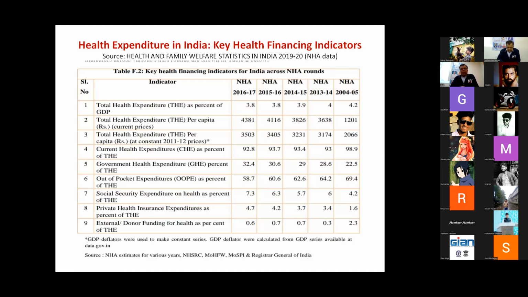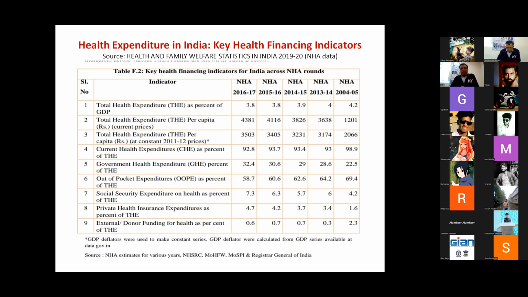The government health expenditure percent of the total health expenditure is 32.4%. And you can see that in 2004-05, this was 22.5%. So from 2004-05 to 2016-17, the proportion of the government's expenditure has increased. And similarly, you can see in the next row, out of pocket expenditure as percent of the total health expenditure is 58.7 for 2016-17, and it was 69.4 for 2004-05. That means the out of pocket expenditure has decreased gradually, and the government's expenditure has increased gradually over the years. This is something very important for all of us to understand, that what is happening in terms of finances in the domain of health.